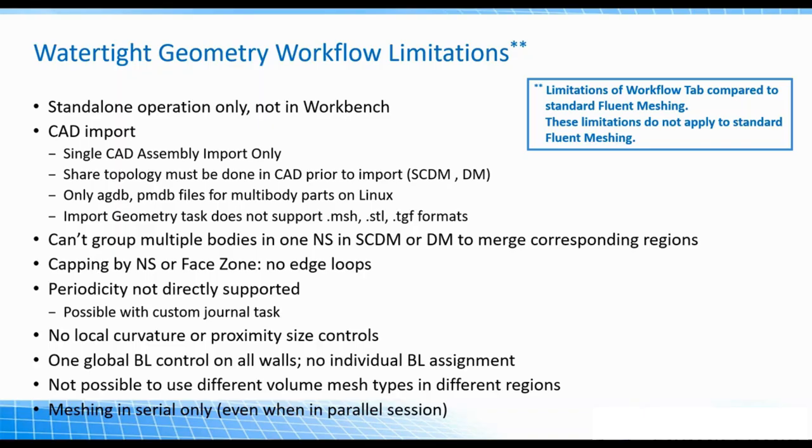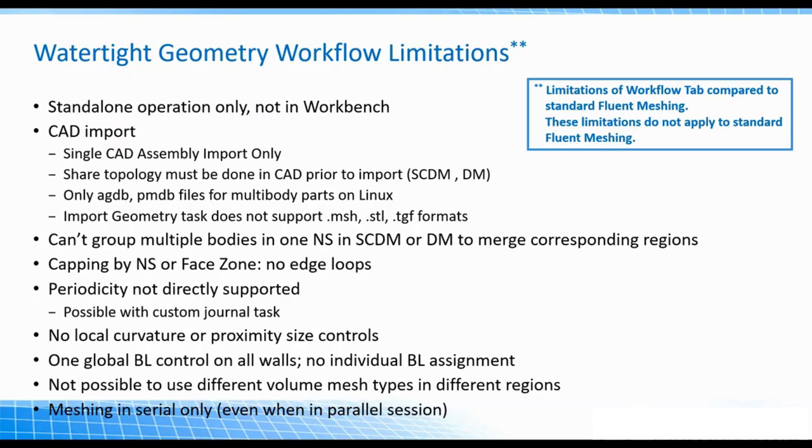There's the curvature and proximity size controls. There are global settings for those. These are the same settings as there are in Workbench meshing if you're more familiar with that, but there are no local size controls for those. And a similar thing with the boundary layer controls. You get basically one boundary layer, and that boundary layer will be assigned to your entire geometry. You can't specify, for example, a 3-cell boundary layer thickness in one area and a 5-cell boundary layer thickness in another area. Unfortunately, you only get one setting, and that's how the boundary layer will behave throughout your entire geometry.